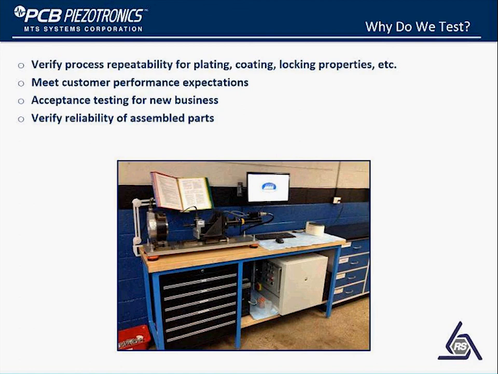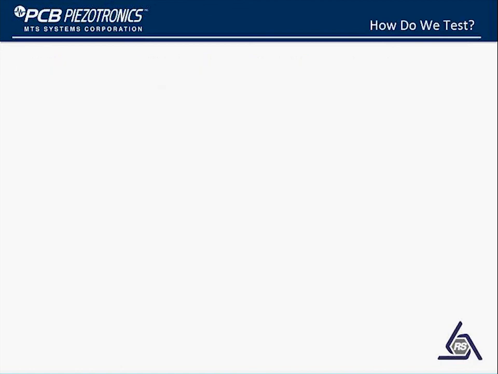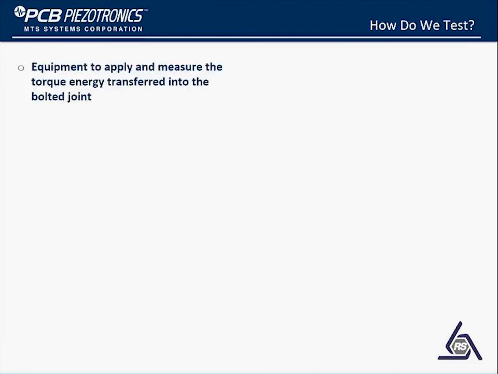Now this leads us to another question: how do we test? Lot and batch testing of fasteners prior to use requires specialized equipment. And what kind of equipment do we need? Well, first of all, we need equipment to apply and measure the torque energy transferred into the bolted joint. We need a load cell to measure clamp load and thread torque if needed.